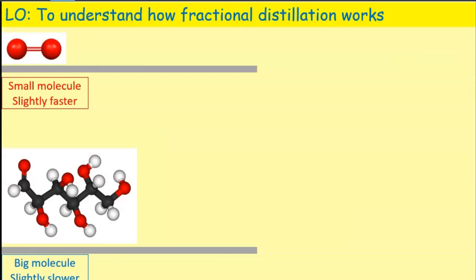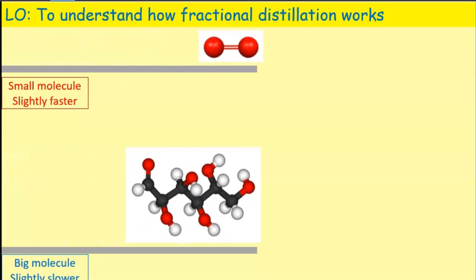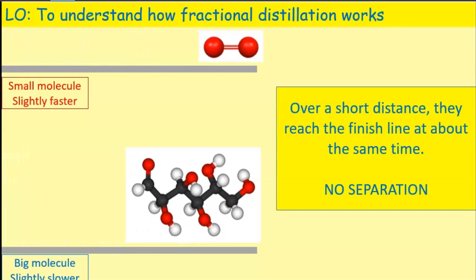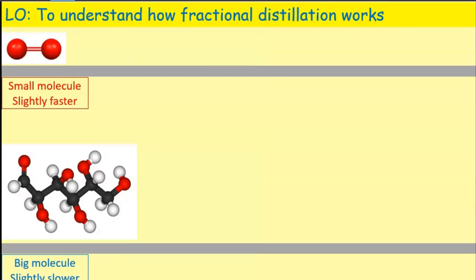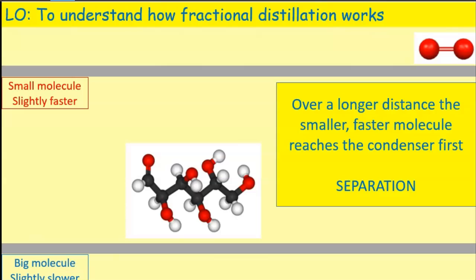Now, if we turn that into a bit more scientific, so with our molecules, the small molecule is a slightly faster one compared to the car. The larger molecule would be like the lorry, slightly slower. Okay, same again, over a short distance, there's very, very little separation. If we increase the distance that they have to travel, the small one reaches the end first. So we've got a clear separation.